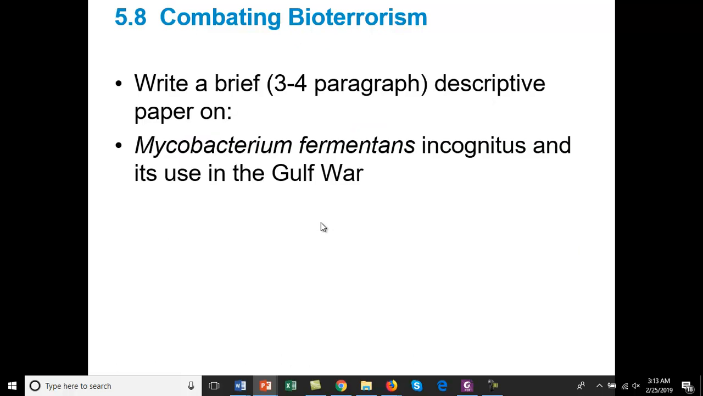And at this point, I'm going to give you a paper. I'm going to give you an assignment. Oh my goodness, I'm so sorry. So I want you to look up the bioterror agent Mycobacterium fermentans incognitus. It's got 3 names. It's got a genus, a species, and a strain, and its use in the Gulf War.